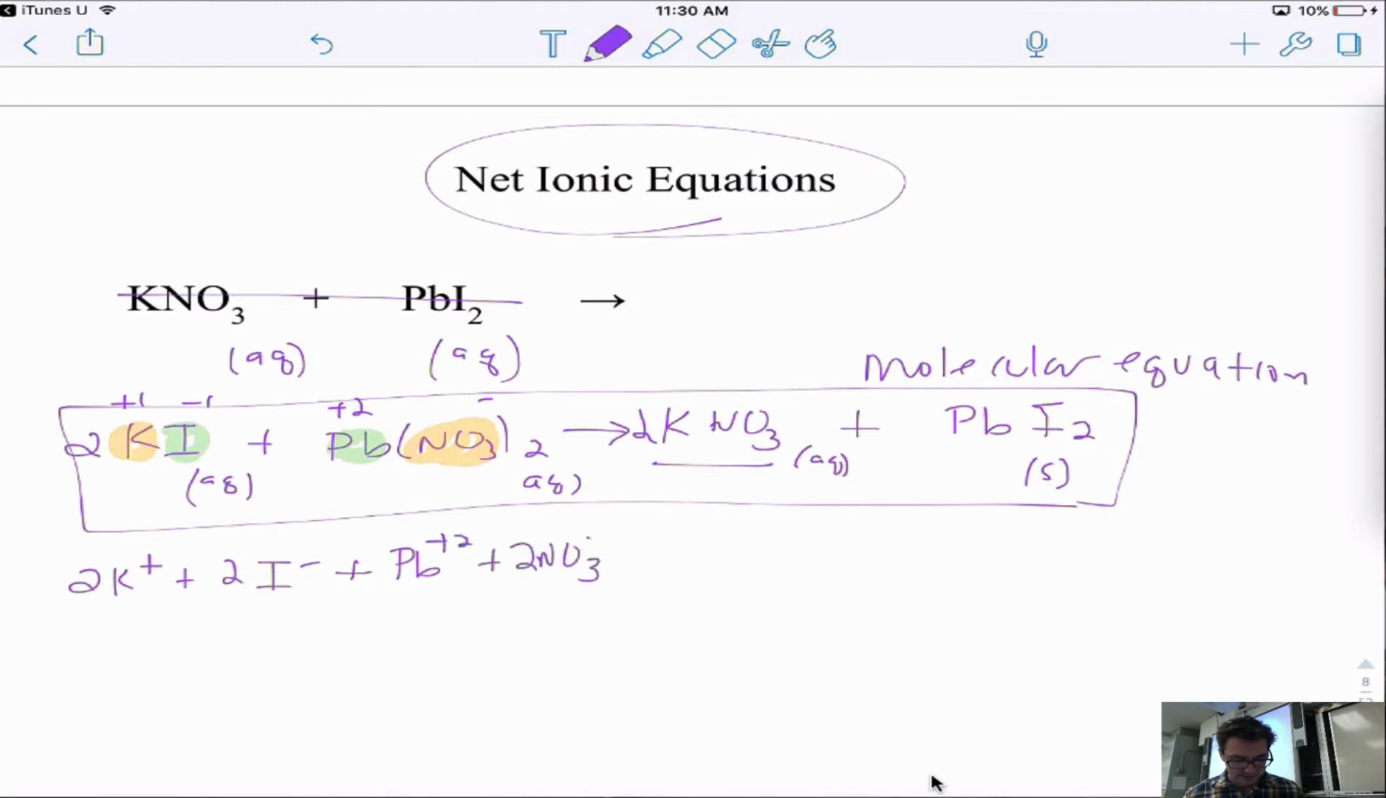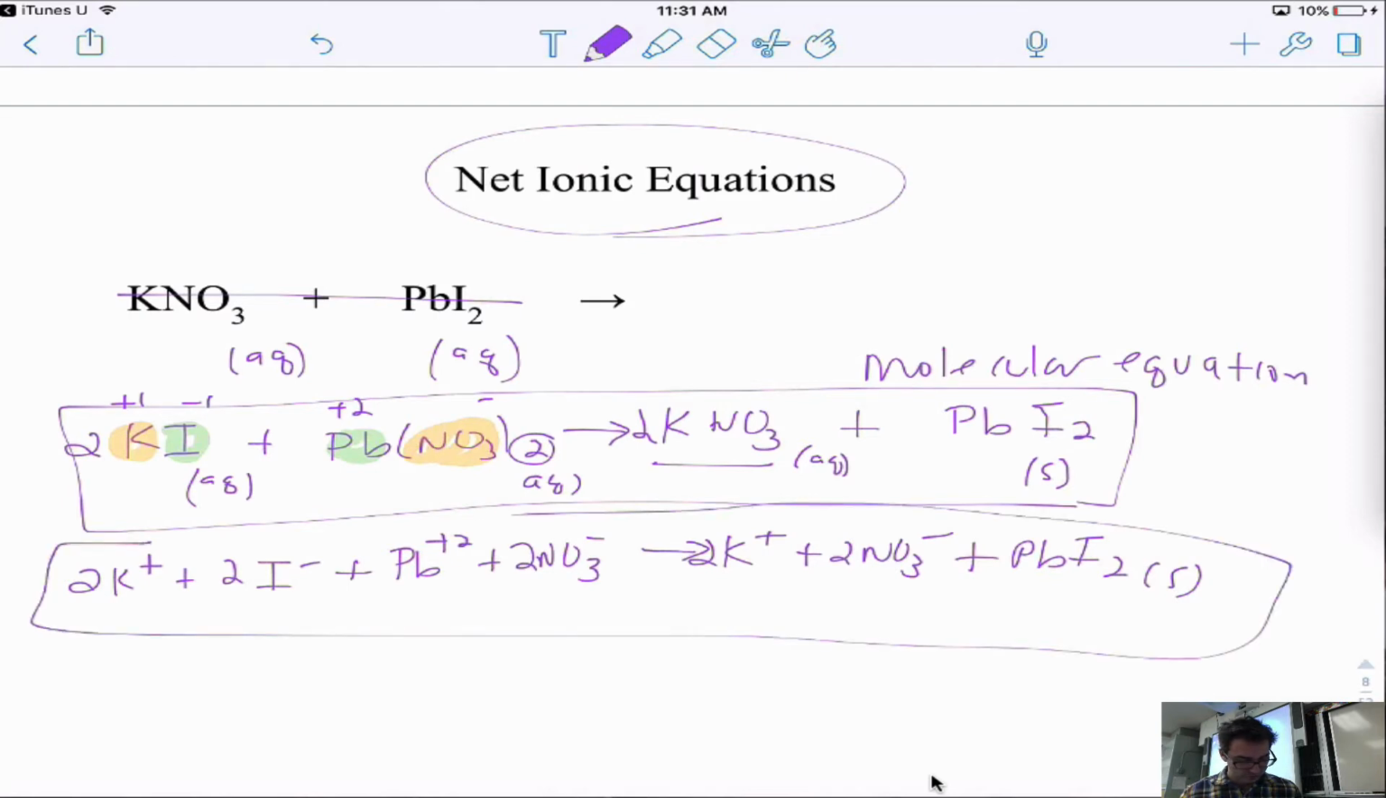Now notice what I did here. The 2 little subscript became the coefficient. That's important to note. Notice it's not NO with a 3 in front. NO3 is a polyatomic ion, but there are 2 of them. This results in another aqueous salt, K plus, there's 2 of them, and 2 NO3 minus, and then PbI2. PbI2 is a solid, and since it's a solid, those ions are stuck together. They're not broken apart, and so I keep them together. Now, this is called my total ionic. It shows all of the ions.